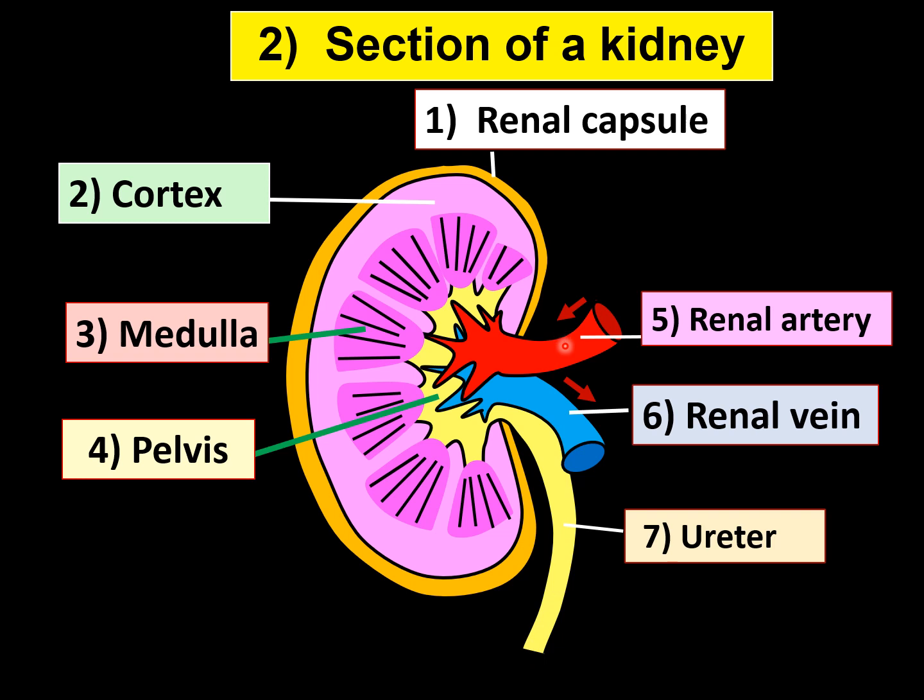Then there are, of course, the artery and the vein. The artery, called the renal artery, transports the oxygenated blood into the kidney, and renal vein transports the deoxygenated blood and filtered blood out from the kidney and towards the heart. The blood will flow back to the heart.